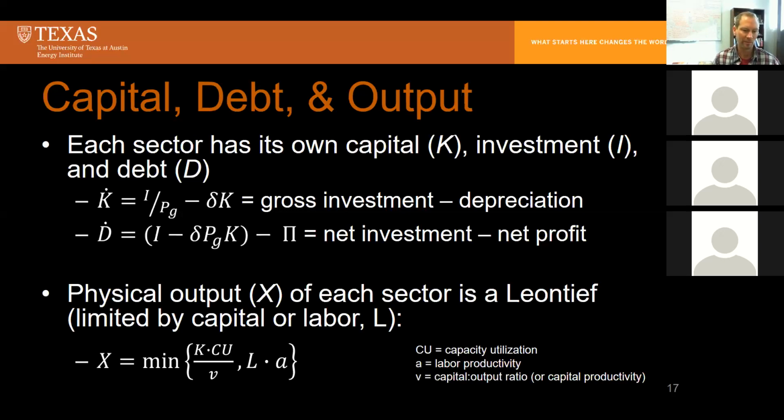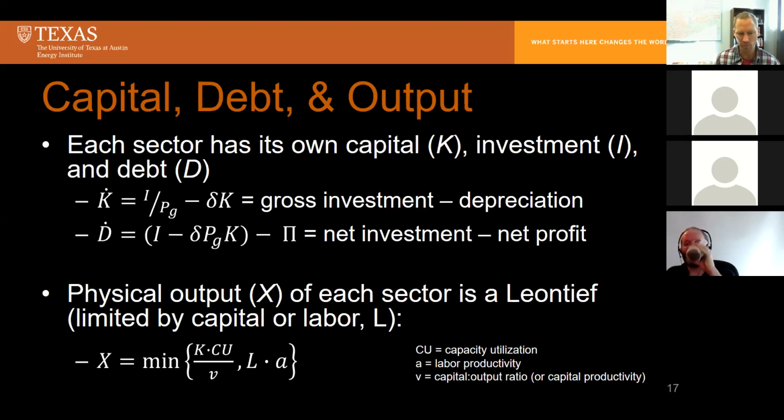And the physical output of each sector. Again, one sector is extracting resources, so its physical output is the flow rate of resources. The other sector is producing more machines or goods, and so its output is the amount of goods. They both have this framework, Leontief sense. So it's capital times the capacity utilization, which is the CU. How often is the capital operating, and that adjusts in the model to make sure that the resource flows are balanced in a sort of conservation of flow sense.